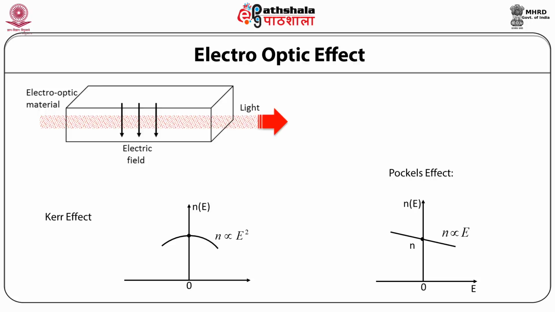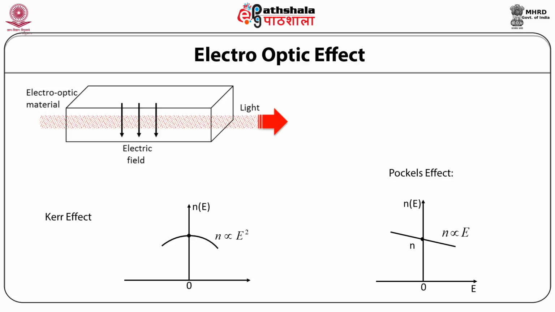And next is the Kerr effect, where the refractive index changes in proportion to the square of the electric field, in which case the effect is known as the quadratic electro-optic effect or Kerr effect. Here n is directly proportional to E square. The change in the refractive index is typically very small.